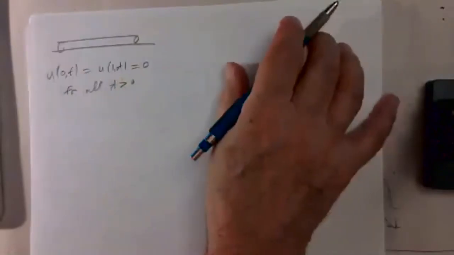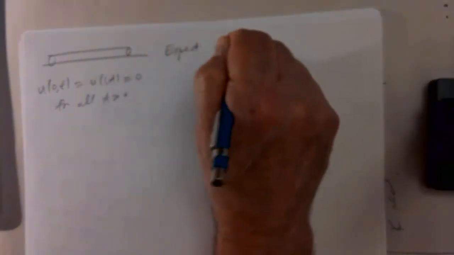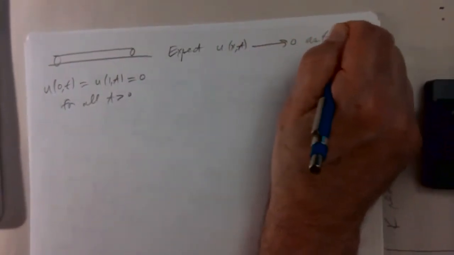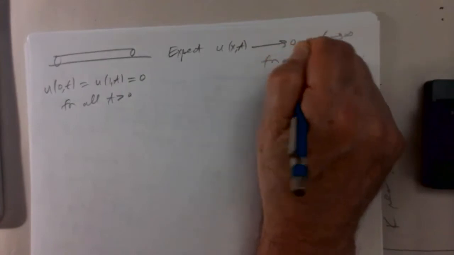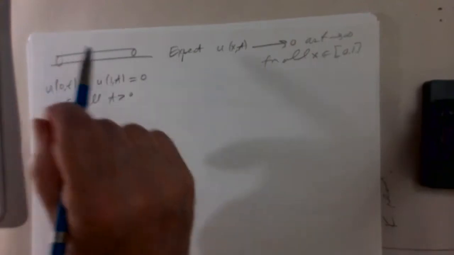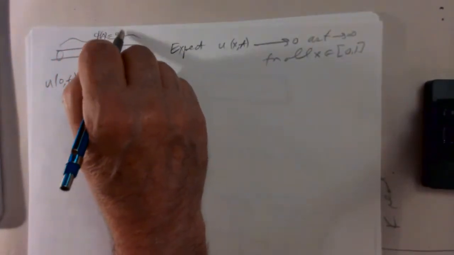And now what we would expect, if this problem models the physical problem, is that u of x,t goes to 0 as t goes to infinity for all x from 0 to 1. Because if we fix the temperature at the ends to be 0, you have some initial temperature, phi of x equal to u of x comma 0.